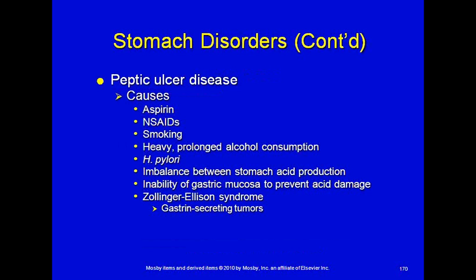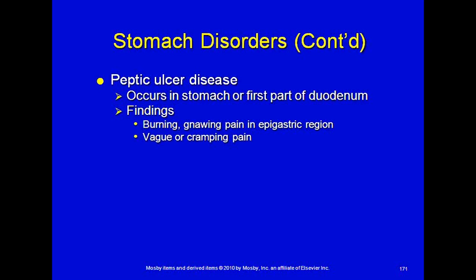Some common causes of peptic ulcer disease include aspirin, NSAIDs like ibuprofen, naproxen sodium, smoking, heavy or prolonged alcohol consumption, H. pylori, an imbalance between stomach acid production and the inability of gastric mucosa to prevent acid damage, and the Zollinger-Ellison syndrome, and that's where you have gastrin-secreting tumors that secrete lots of gastrin, which stimulates gastric acid. Peptic ulcer disease occurs in the stomach or the first part of the duodenum.